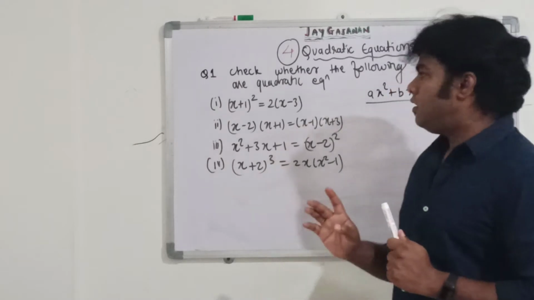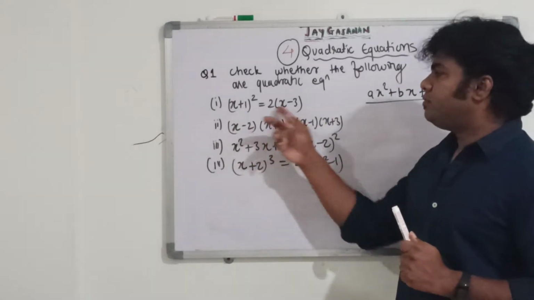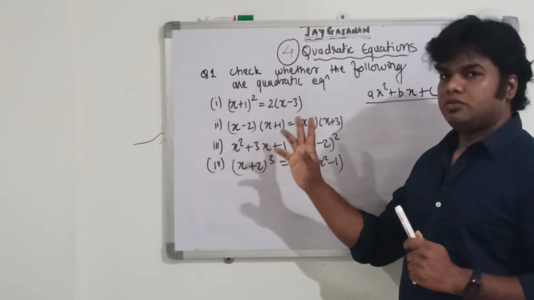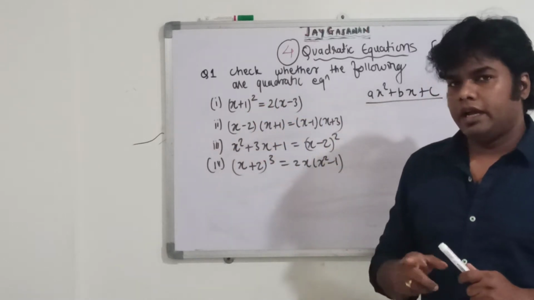But we cannot find it just by observing this. यहाँ square दिख रहा है तो this is a quadratic equation, यहाँ नहीं दिख रहा है, it means not. No, we have to solve it for that and we have to see.